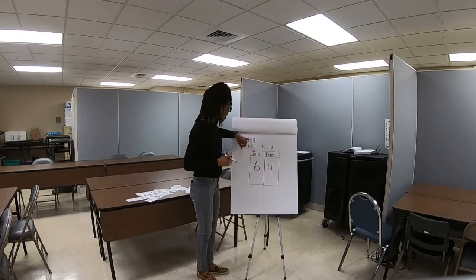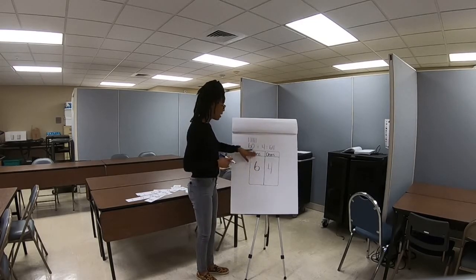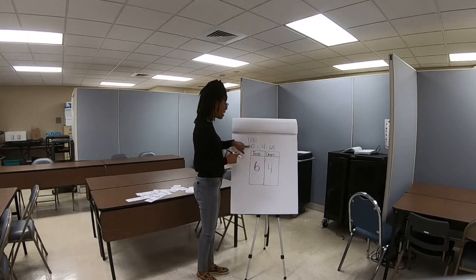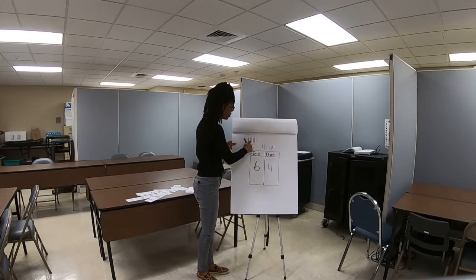We drew 1 ten, 2 tens, 3, 4, 5, 6 tens. Just like our place value chart. 6 tens. And 6 tens equal the same thing as 60. 10, 20, 30, 40, 50, 60.